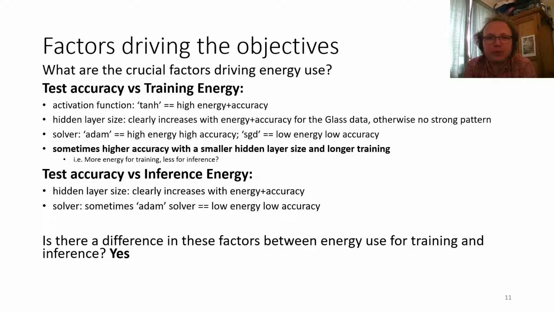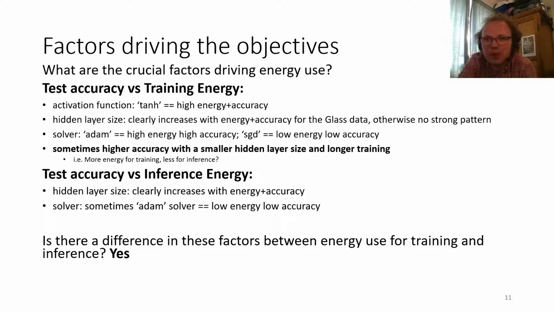To briefly summarize the results, for the test accuracy versus training energy, we found that activation function seemed to have a bit of an impact on the trade-off. So quite often the tanh function would appear at the high energy, high accuracy end of the trade-offs. Hidden layer size, you might have expected to have quite a strong relationship with energy too, because as you have more neurons in the model, it consumes more energy and it can encode more information. And that was definitely the case for the GLASS dataset, but actually on the other datasets there wasn't a particularly strong pattern there, similar to that earlier work that I highlighted before. The solver, that definitely makes a difference.